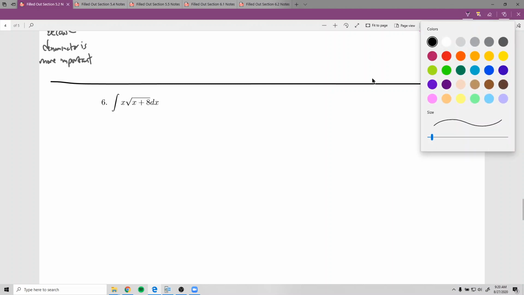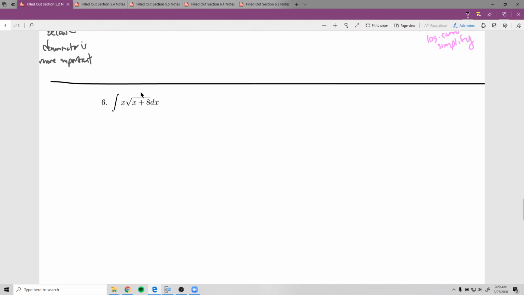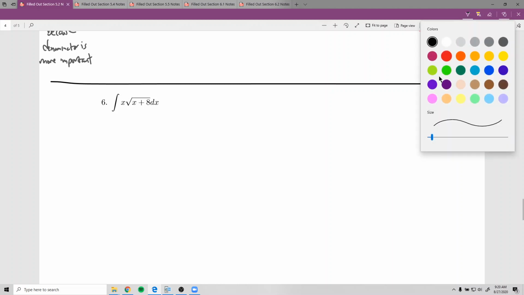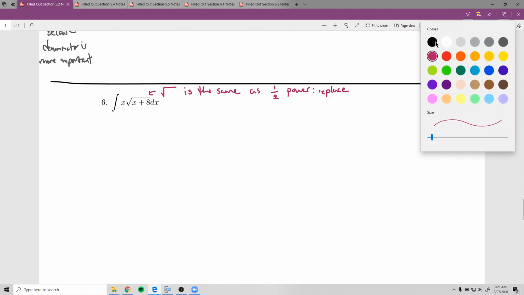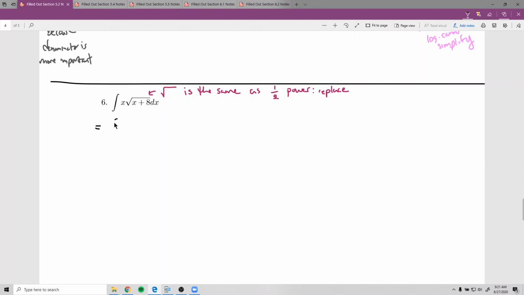All right, so once again, we want to integrate x times the square root of x plus 8, and why do we want to use substitution? Why is it in this section? Well, the simple, quote unquote, simple reason is because the square root is the same as the 1/2 power. So I'm going to replace that. Just like with derivatives, I don't like to integrate with radicals. I like to change them.